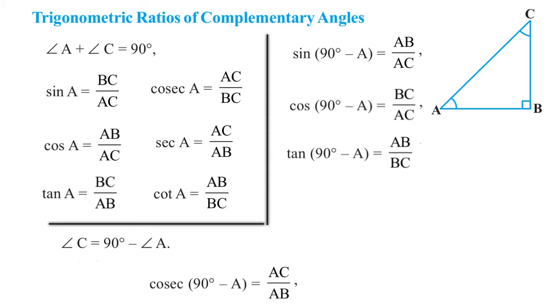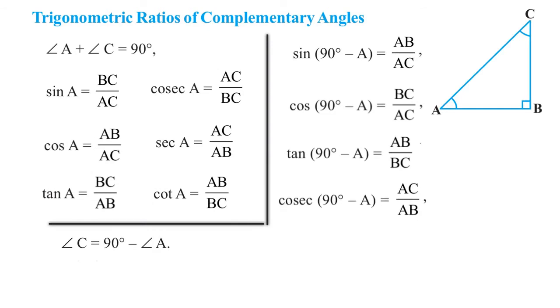What about cosecant 90 minus A? It's going to be the reciprocal of sine, which is AC over AB. What about secant 90 minus A? It's going to be the reciprocal of cosine. What about cot 90 minus A, which is the reciprocal of tan? Now, what do you observe?